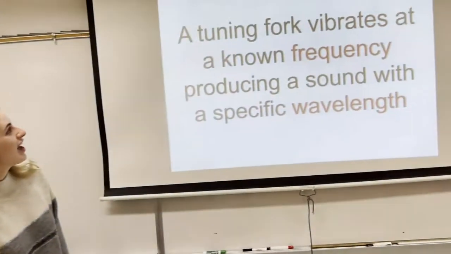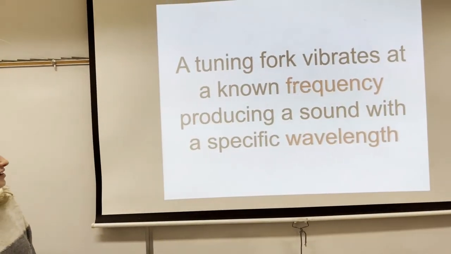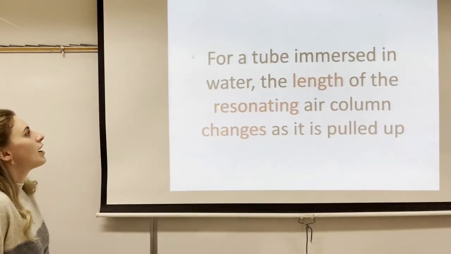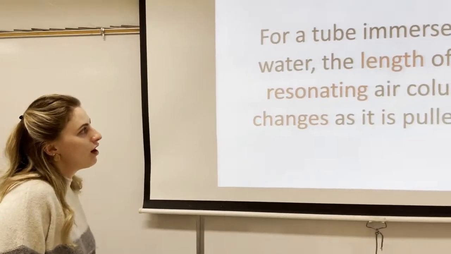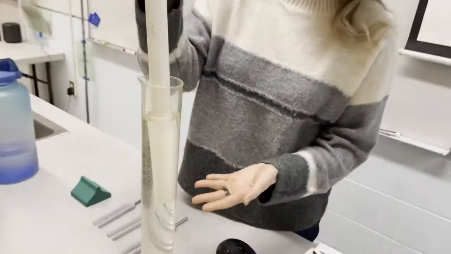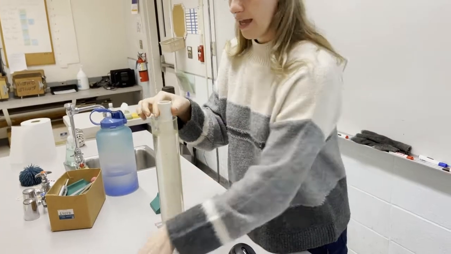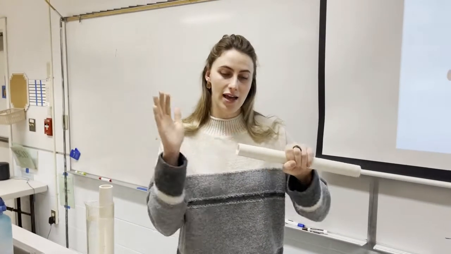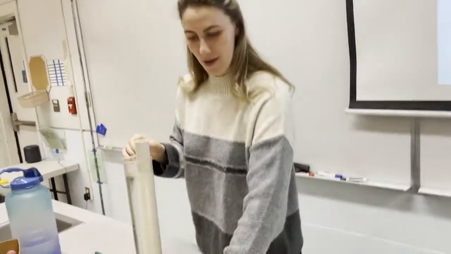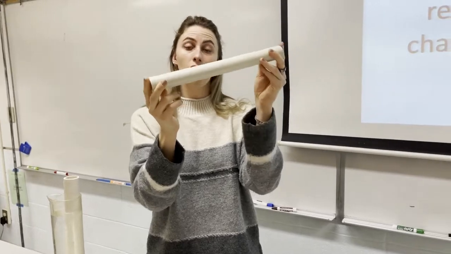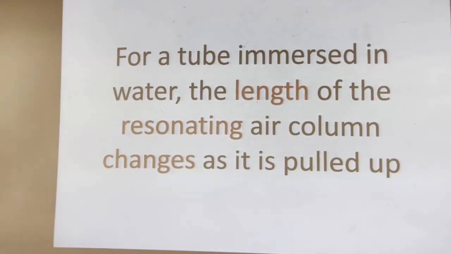They vibrate at a known frequency, producing a sound with a very specific wavelength. For a tube immersed in water, the length of the resonating air column changes. Here, I'll bring it over. So we talked about our closed pipe. One end is closed because of the water, the other end is open. When I hit this, it makes that noise, right? And what determines the frequency of that sound? The frequency is determined by the length of our pipe, of our resonating air column.